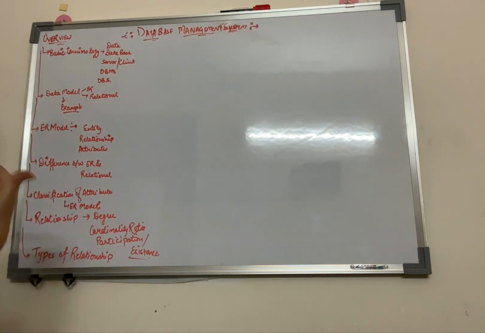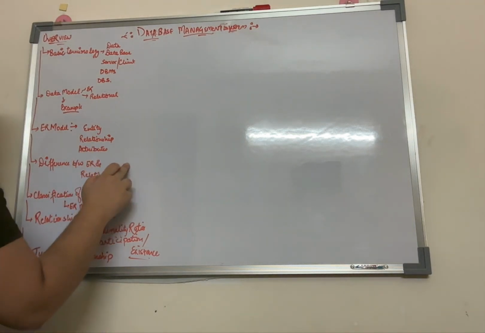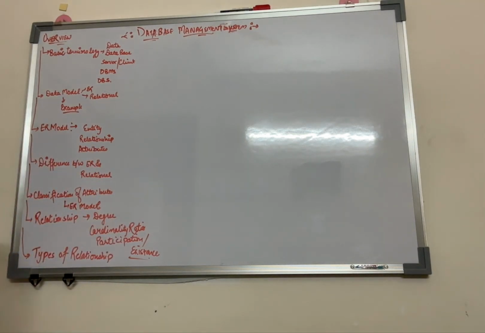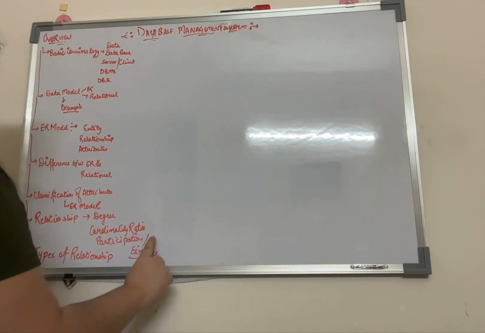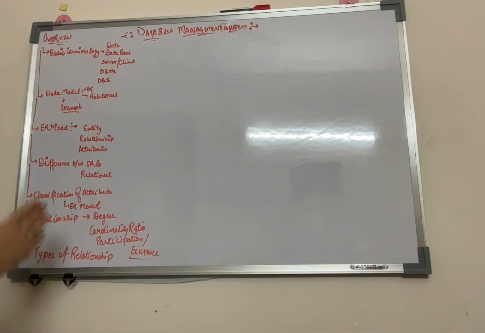What is an entity, what is a relationship, what are attributes. Then we'll see the difference between the ER model and the relational model. Then we will see the classification of attributes in the ER model, and then we'll talk about relationships in the ER model, mainly degree of relationship, cardinality ratio, and participation or existence. Finally we'll see types of relationship, and with this we'll end this lecture.